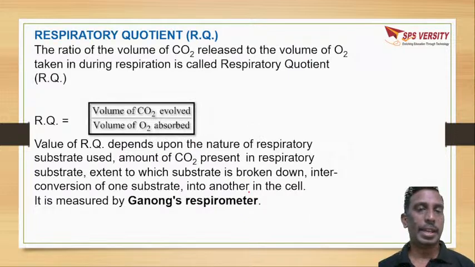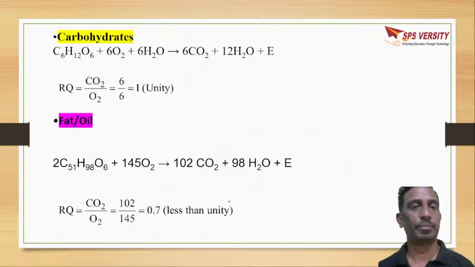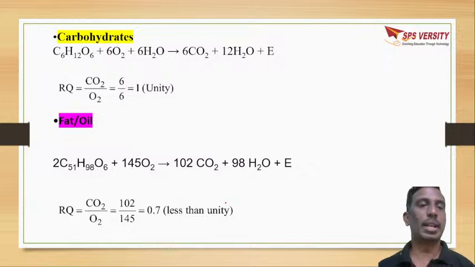Next concept is respiratory quotient. So respiratory quotient is the volume of CO2 evolved by volume of O2 absorbed. To measure this, we require Ganong's respirometer. Carbohydrates के लिए तो इसमें 6 O2 are used, 6 CO2 are released. So 6 divided by 6, 1.